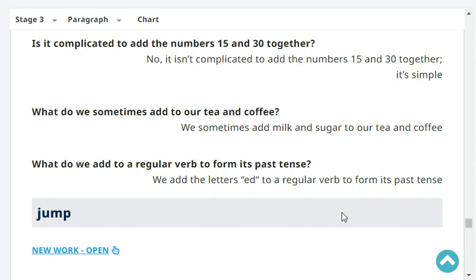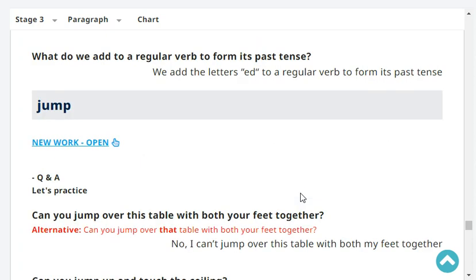What do we add to a regular verb to form its past tense? We add ed to regular verbs to form its past tense. Very good. Next, repeat. Jump.